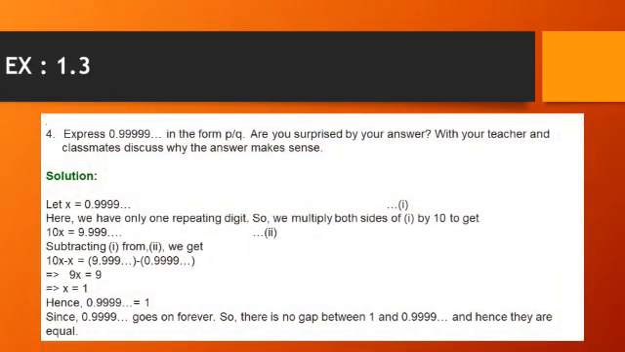Fourth question in exercise 1.3. Express 0.9 bar in the form p by q. Are you surprised by your answer? With your teacher and classmates, discuss why the answer makes sense.